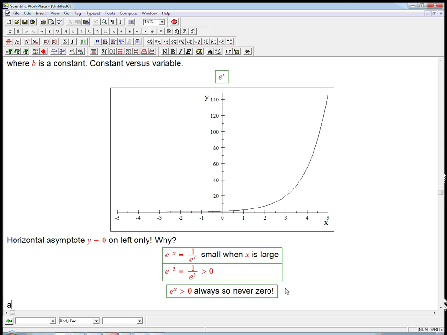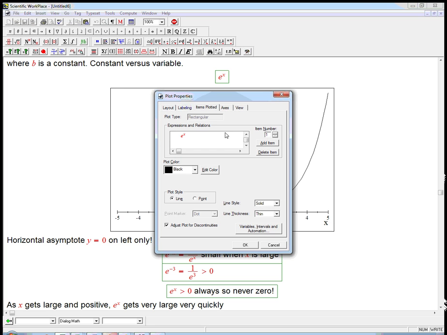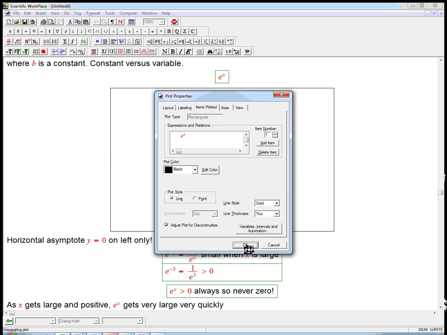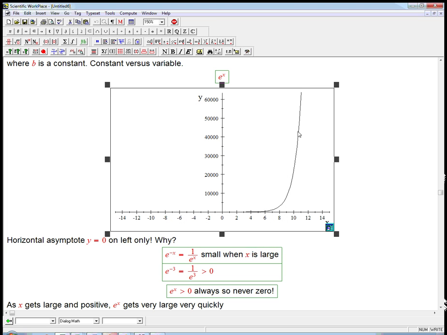As x gets large, of course, what I was just discussing, and positive, then e to the x gets very large very quickly. You can see it's getting up to over 100 even when x is just 5. If I change the scale and I say, let's say x equals minus 15 to 15, then it's just ridiculous how big it gets.